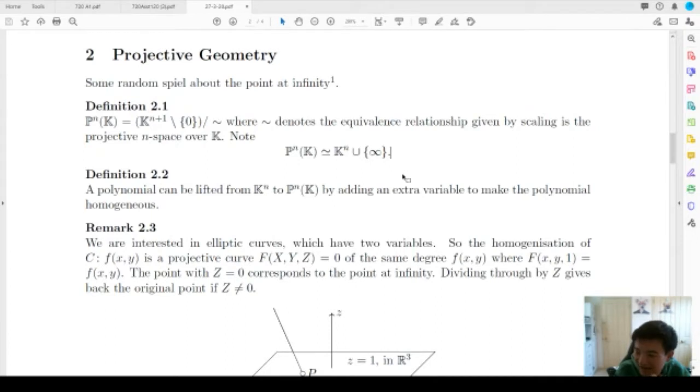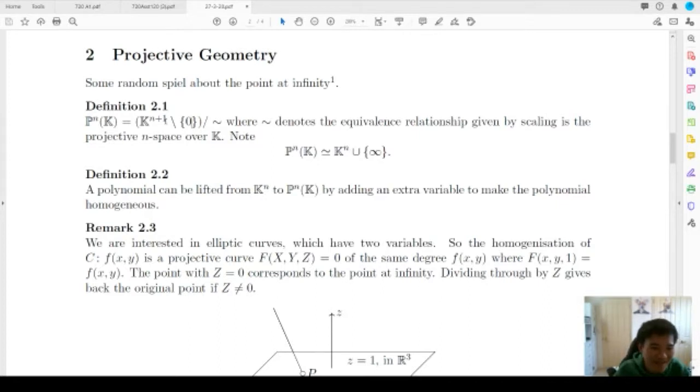If any of you have done any course in algebraic geometry or similar, you would have heard about this. So I wrote to myself some random spiel about the point of infinity. Basically, if we take two lines in R2, say in Euclidean space, and the two lines were not the same, then if they were not parallel, they would intersect at one point. If they were parallel, they wouldn't intersect. But we want to force it so that the lines have one point of intersection, even if they were parallel. And that's the motivation of defining projective spaces.